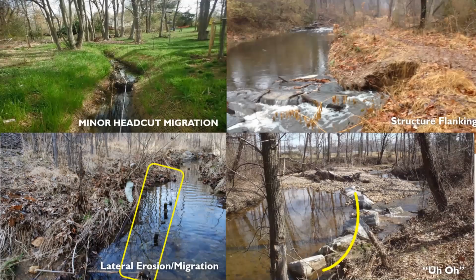You might see something like in the top left, where you have some minor head cut migration that might be a minor issue. Structure flanking on the right-hand side, on the upper side. The bottom right is sort of a worst case scenario. Obviously you had some sort of bank protection in place there, and the stream chose not to follow the guidance. And so that would obviously be a project failure.